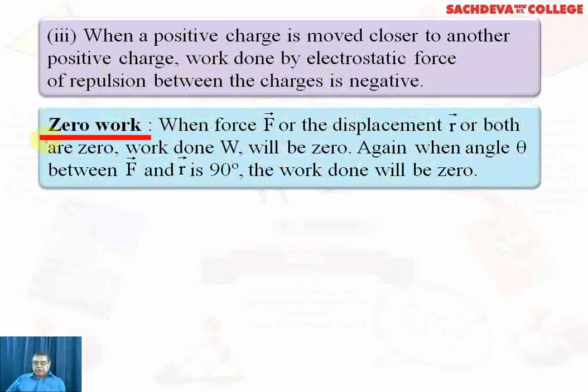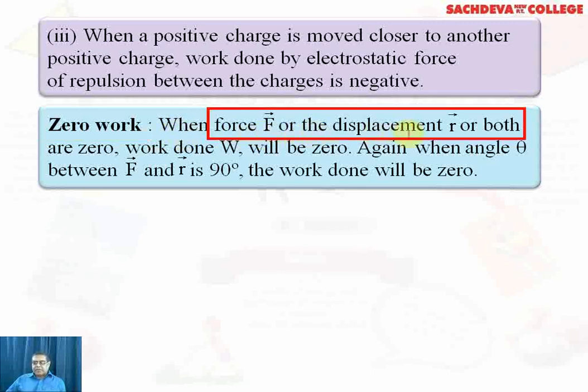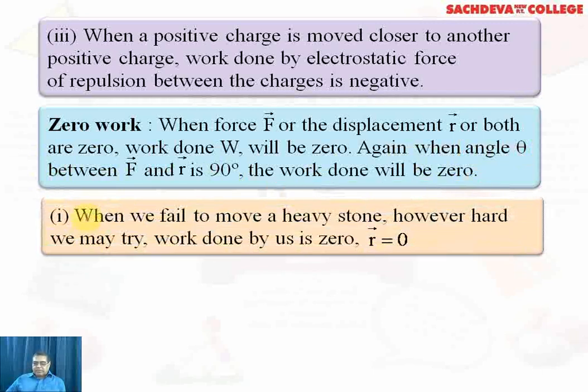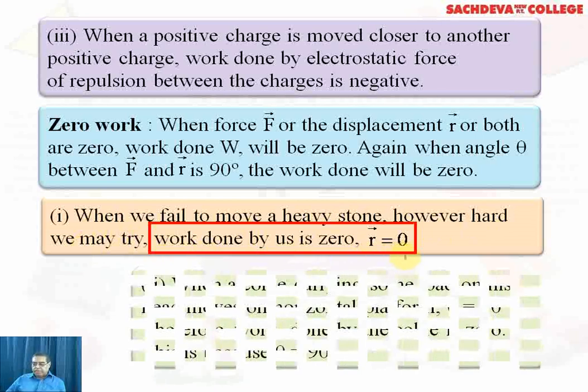Now we come towards the zero work. When force F or displacement R or both are 0, the work done W will be 0. Again, when angle theta between F and R is 90, the work done will be 0. First, when we fail to move a heavy stone, however hard we may try, work done by us is 0 because displacement is 0.